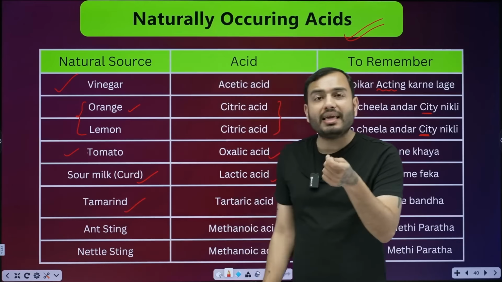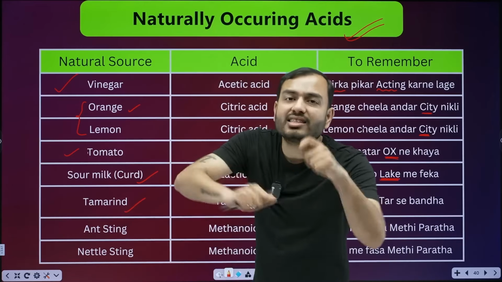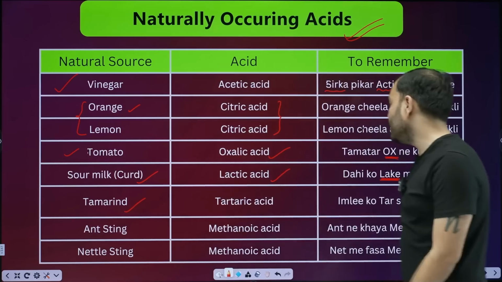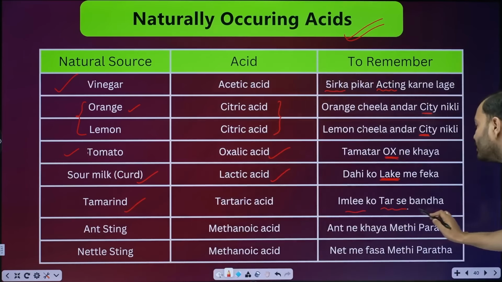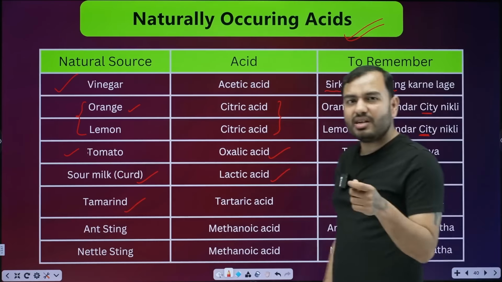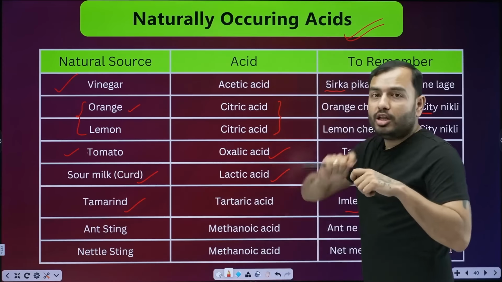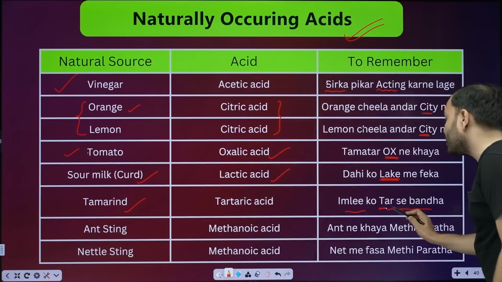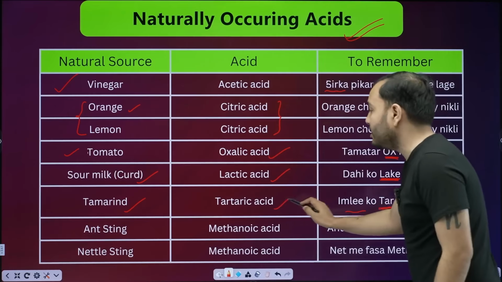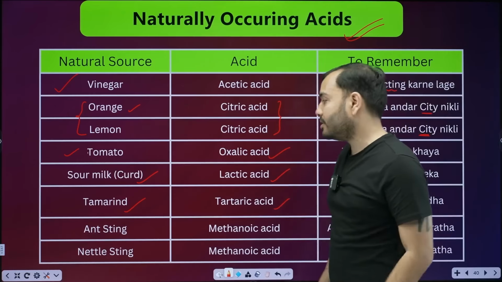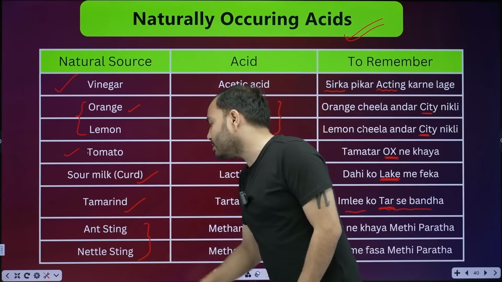Tamarind. Tamarind is imli. So imli tar se bandh diya. Do you know tamarind? Imli. In English, tamarind. Imli is very sour. So imli was tied to tar. Tar means tartaric acid. You should remember this. It will be used in future. Tartaric acid.